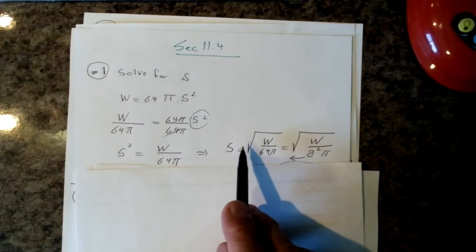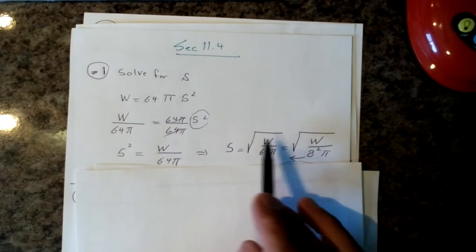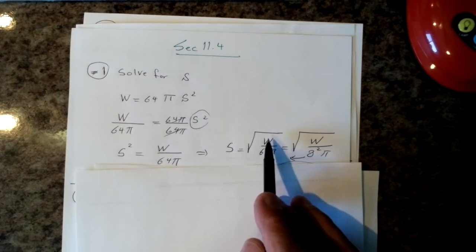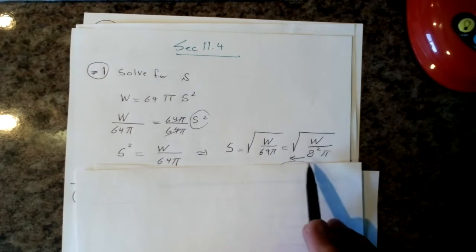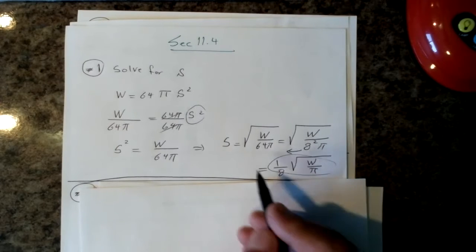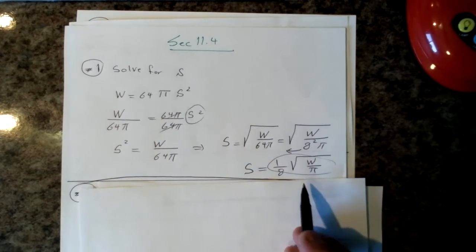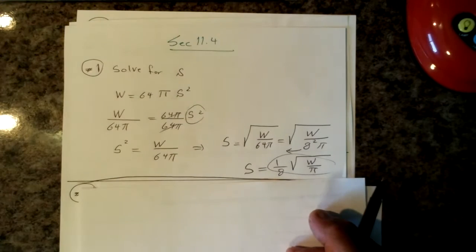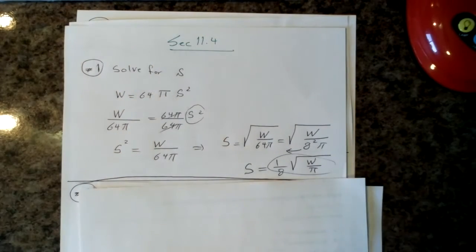In this case, you don't need a plus or minus, because we don't know what the values of w and pi are. So what is the square root of that? 64 is 8 to the power of 2, so 8 comes out of the radical. See, you have s is equal to that. The only difference is here you're solving for a letter rather than dealing with numbers, but the process is very similar.